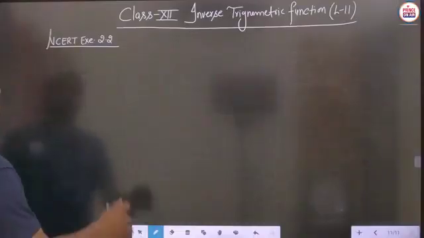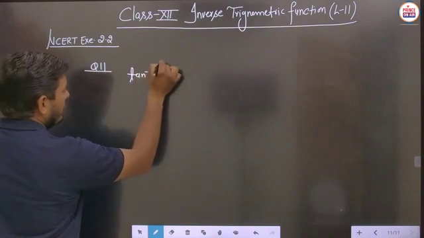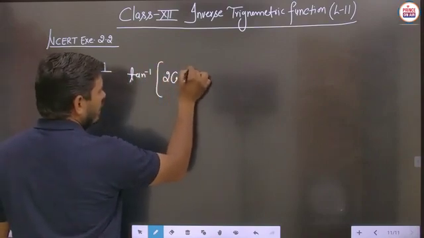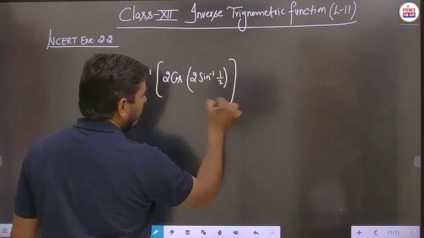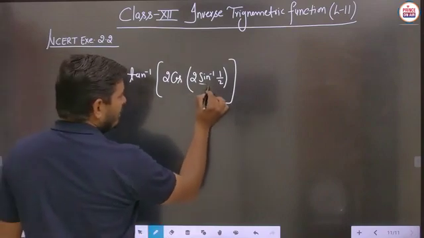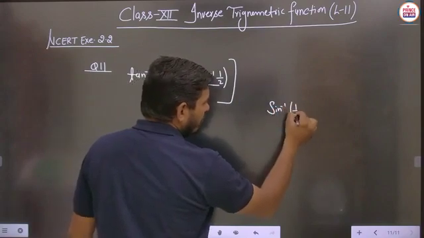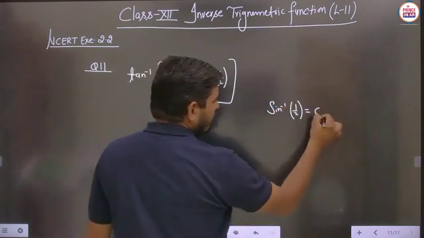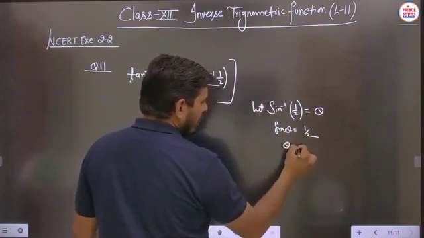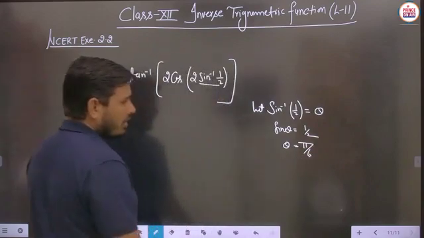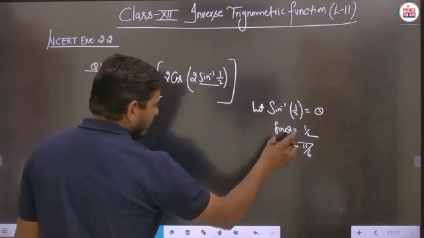So we take question number 11. Here it is given as tan inverse of 2 cos of 2 sin inverse 1 by 2, and we have to find the value. First of all, students, for sin inverse 1 by 2, you know very well the principal value. Let this part be theta, then sin theta equals 1 by 2, so theta is pi by 6, because a 30-degree angle gives the value 1 by 2. So sin inverse 1 by 2 has the value pi by 6.